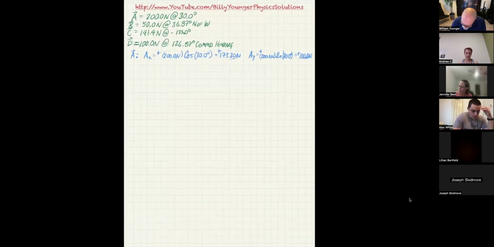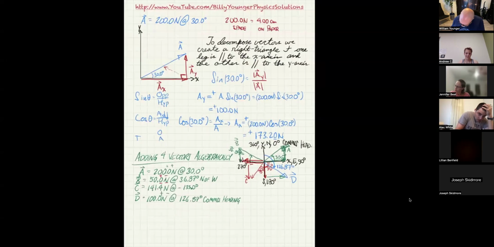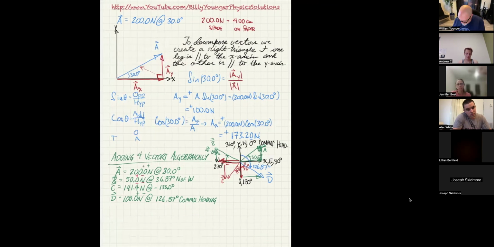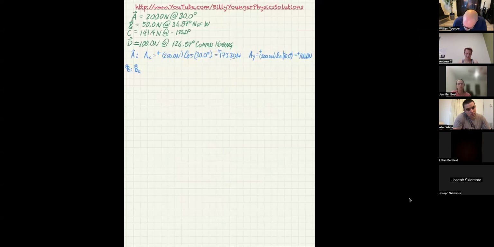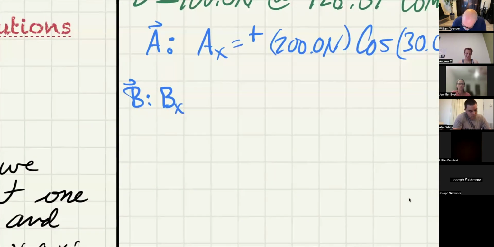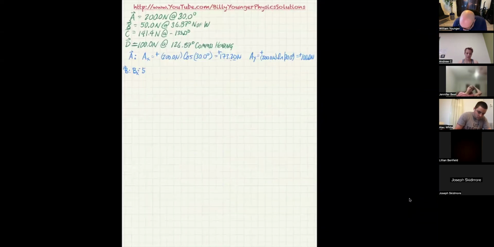Okay. Now we're going to do vector B. So B sub x, if we look back at that, remember B had a negative x component and a positive y component. And the 36.87 was actually measured up from the x-axis. So cosine corresponds to x and sine corresponds to y. So B sub x is going to be negative. Now the magnitude is 50.0 newtons times cosine 36.87 degrees.